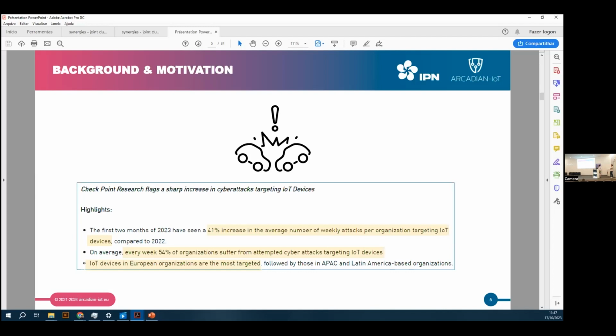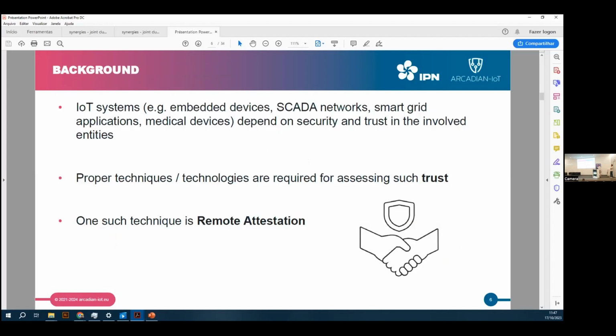So overall, we can affirm without any doubt that IoT systems require and depend on security, and for security also trust in the associated entities, and particularly devices, right? So for this, touching also on the previous training session, techniques and technologies for assessing this trust are required. And one such technique is that of remote attestation.